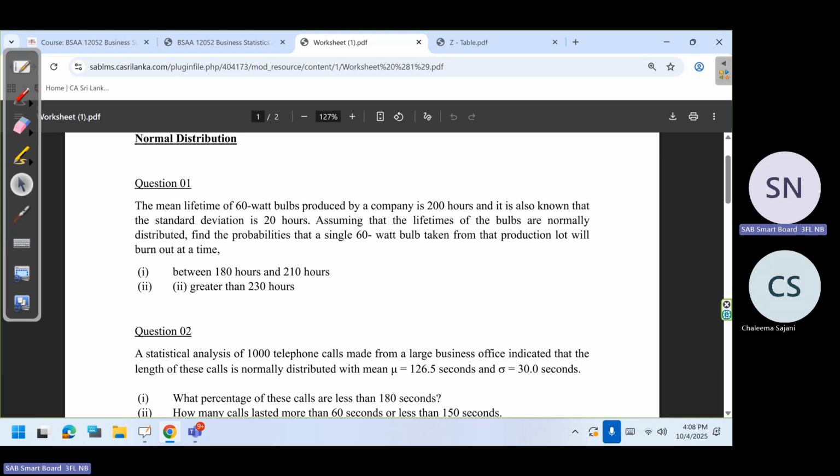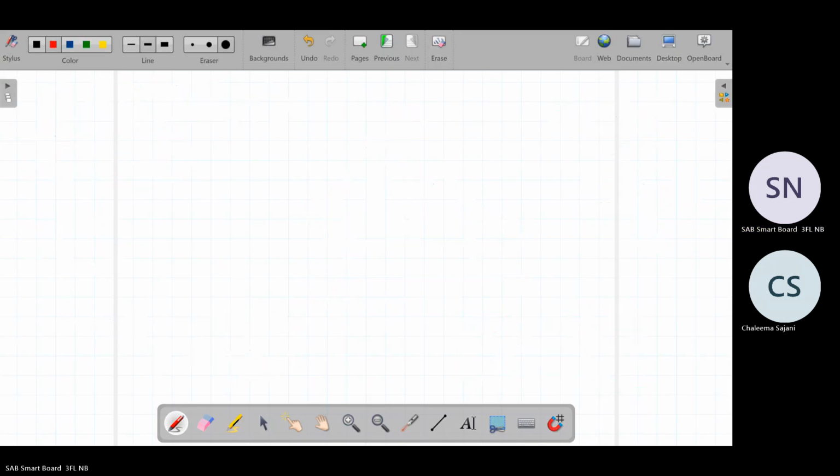Lifetime. Okay, then they calculate the lifetime. This is a variable. Then first you define what is the x? X is lifetime. Okay, then first you define what is the random variable in here. Then here they consider the lifetime.